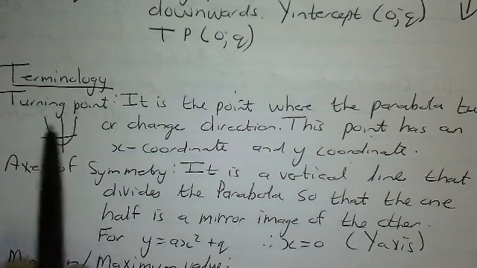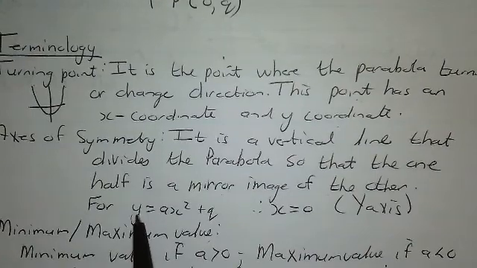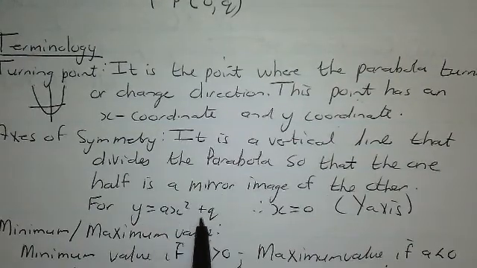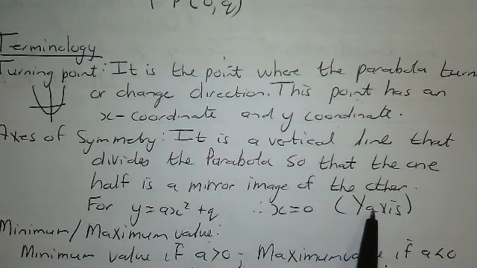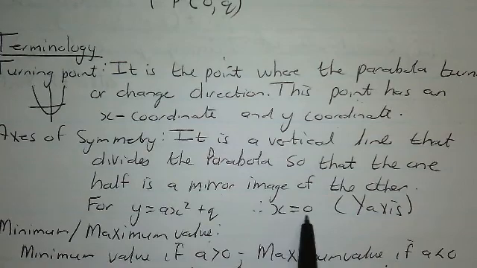So that means if your equation is y equals ax squared plus q, that's your parabola because that's your square quadratic function, then the y-axis will be the line of symmetry or the axis of symmetry. But the equation of it will be x is equal to 0.